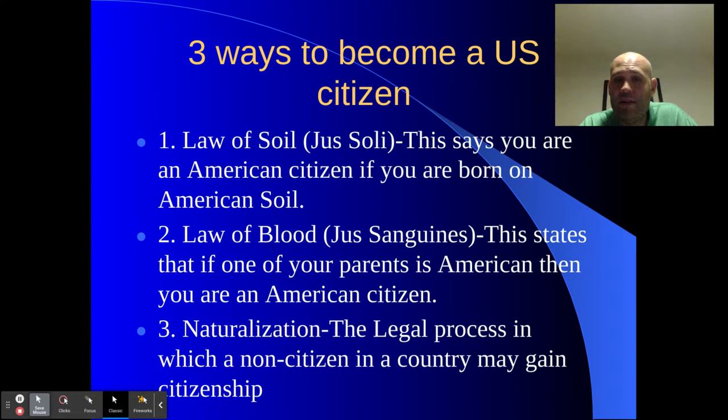The other way you can be a citizen is law of blood. This simply means that your parents were citizens. Doesn't matter where you're born. You could be born on the moon. You could be born in France. You could be born in Australia. If your parents are citizens of the United States, you are automatically a citizen.